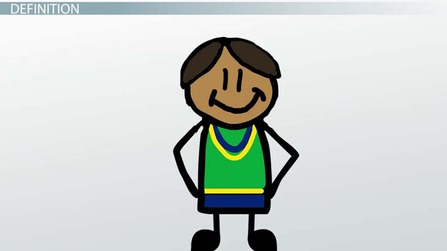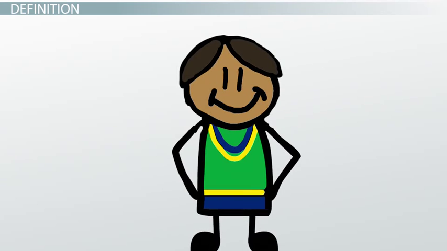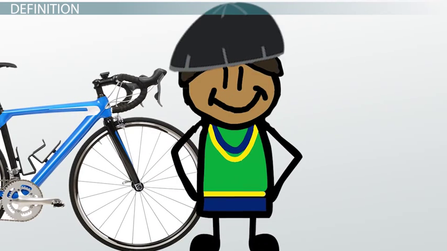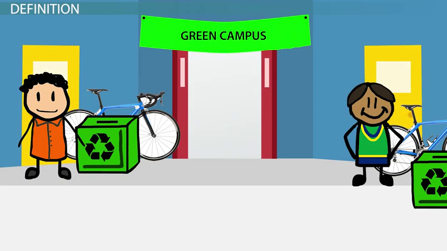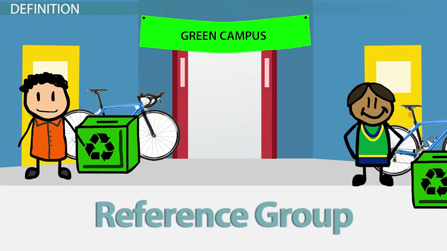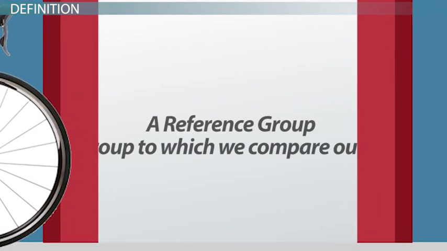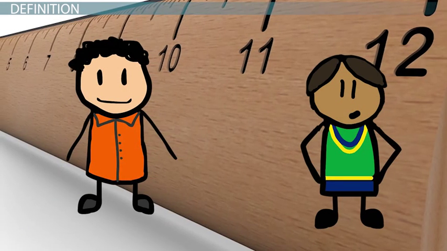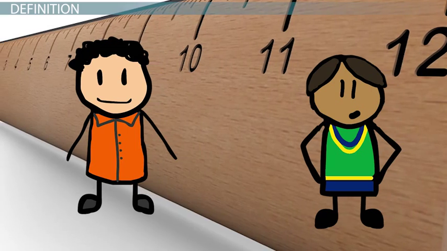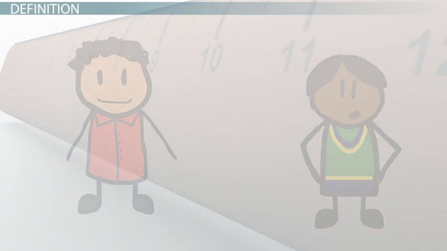Before your parents leave, you ask them to take you to the store to buy a bicycle, a helmet, a recycling bin, and other eco-friendly items. In this example, you use the college students in your dorm room as a reference group. A reference group is a group to which we compare ourselves. Reference groups, such as college freshmen, serve as a standard to which we measure our behaviors and attitudes.